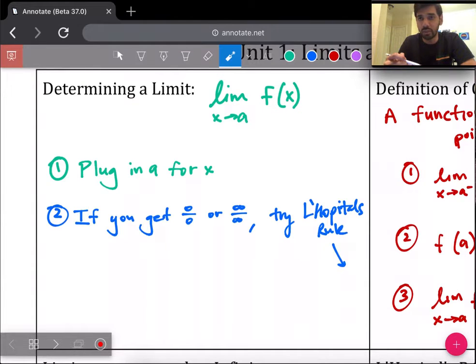But if you don't get an exact value, like a finite number, and you get a fraction like 0 over 0 or infinity over infinity, that leads us to L'Hopital's rule, which we can use. But it can only be used in these two cases: if you had a fraction as your function, and you got 0 over 0 or infinity over infinity. I'll talk about L'Hopital's rule in just a couple of minutes.